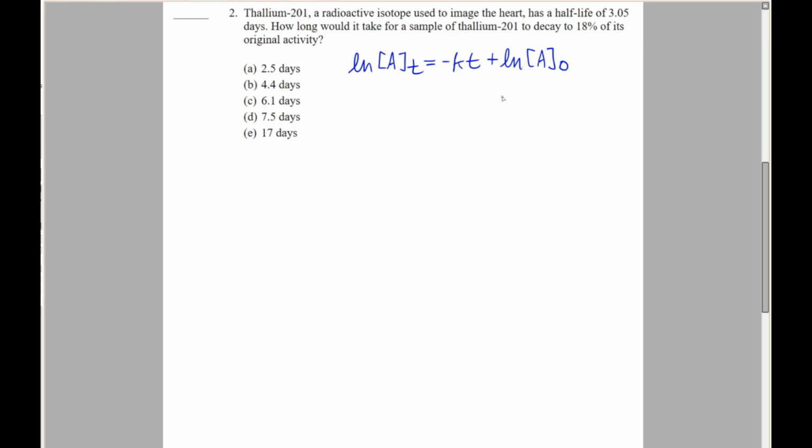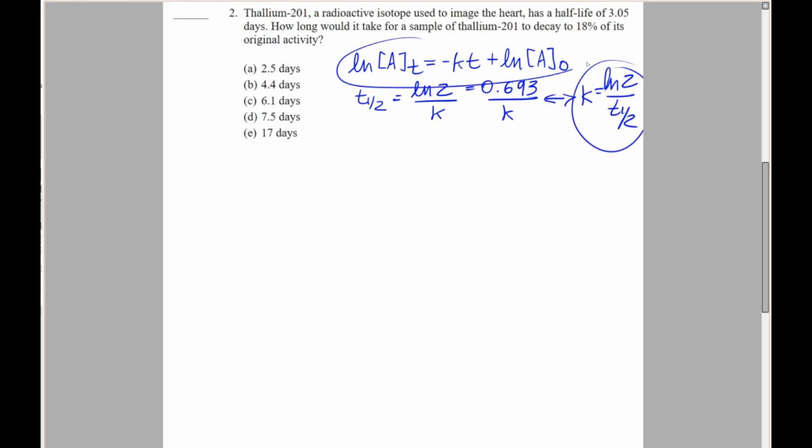Another thing we need to note is the half-life equation. On your equation sheet, you'll find that the half-life is equal to ln of 2, or approximately 0.693, divided by the rate constant k. And if you rearrange this, you get k is equal to ln of 2 over the half-life. So these are the two main equations we will need to solve this problem.